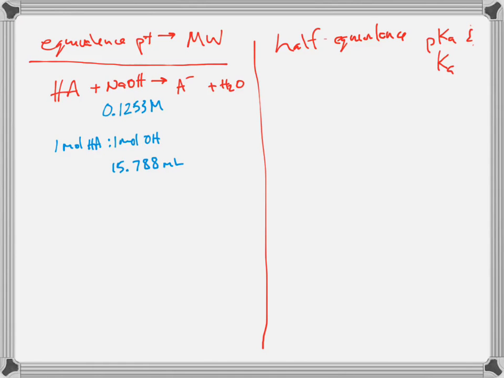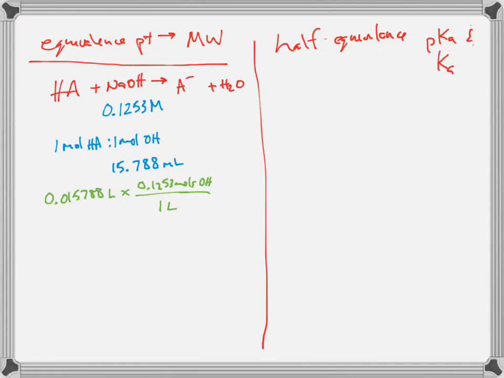I can calculate that based on that information. I can take the volume of NaOH added, convert it to liters. I do not recommend that you convert in your head like I just did, because typically you do it wrong. I'll do it wrong as well. Times our molarity, which was 0.1253 moles of our base per 1 liter. That gives us the moles of base.